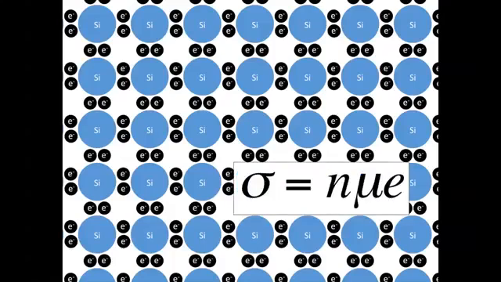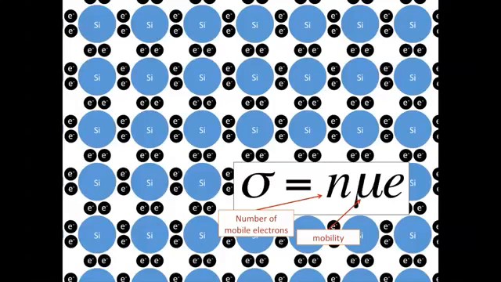Let's quantify this relationship between conductivity and mobile electrons. Conductivity is defined as N times mu times E. N is the number of free or mobile electrons. Again, in this drawing of intrinsic silicon, all electrons are covalently bonded, so there are no mobile electrons, and N is 0. The symbol mu represents the mobility, a material parameter which you can look up in a textbook or online, and it basically describes how well the charge can move around in the material. E is simply the amount of charge that each mobile particle possesses, which in all of our cases is simply the charge of an electron.